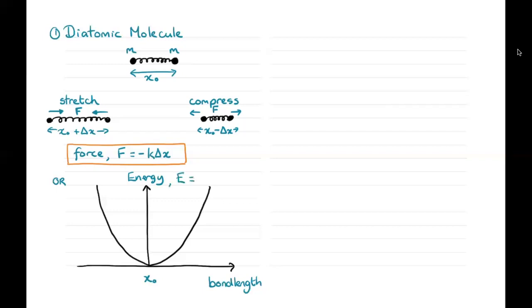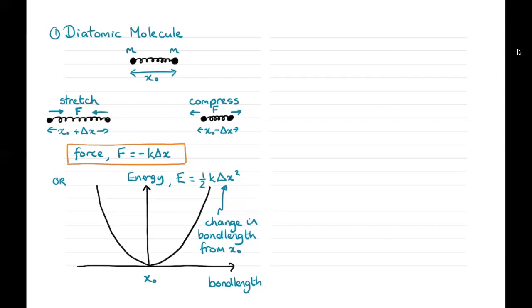My energy E is a half times K, same K as in the expression for the force, times delta x squared, where delta x is the change in the bond length from the equilibrium bond length x0. So we see that our potential energy is harmonic, and we know that our molecule will behave like a harmonic oscillator.